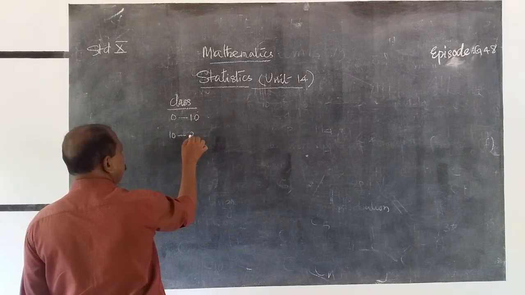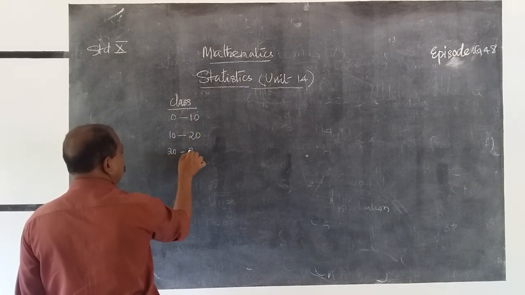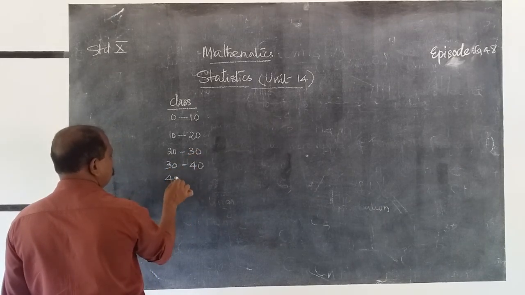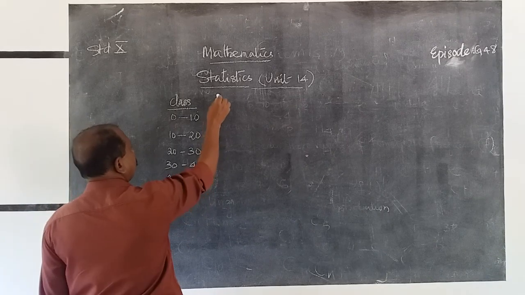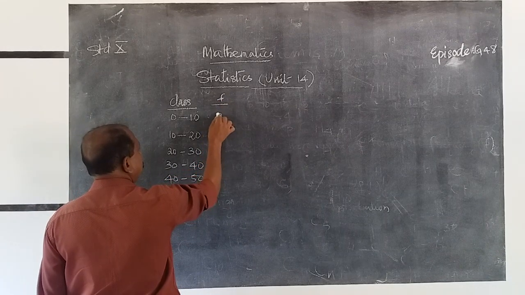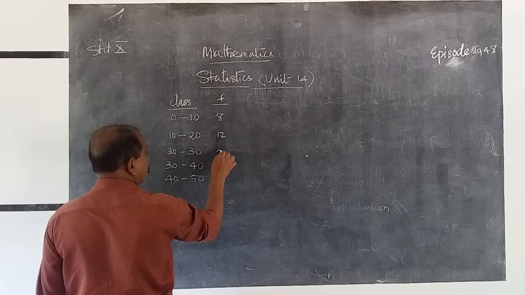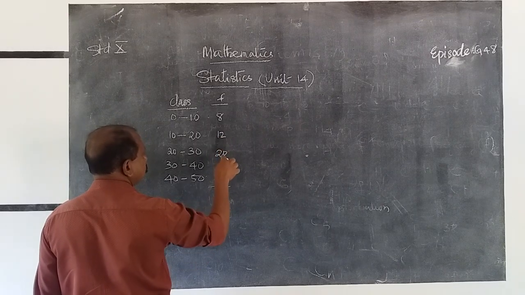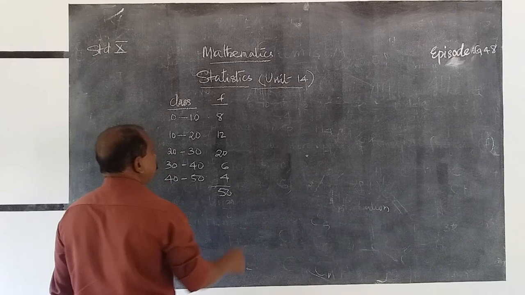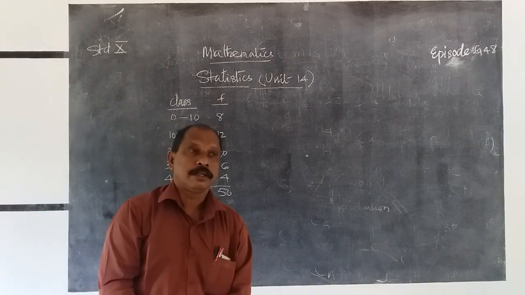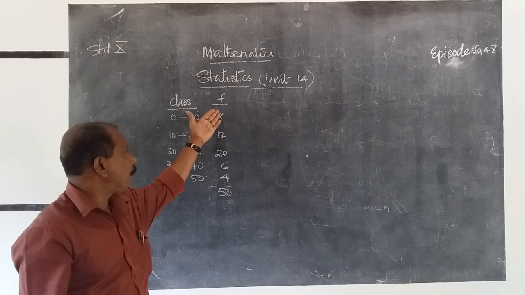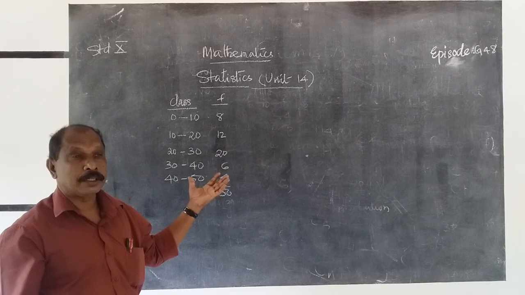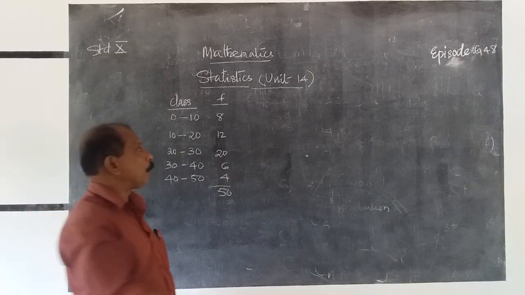Then 10-20, 20-30, 30-40, and 40-50. Then their frequencies: 8, 12, 20, 6, 4. Total is 50. Therefore, this is a group with the classes and frequencies, and this group is known as a grouped frequency distribution.